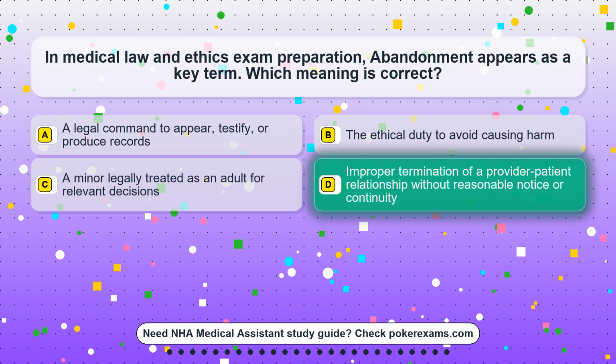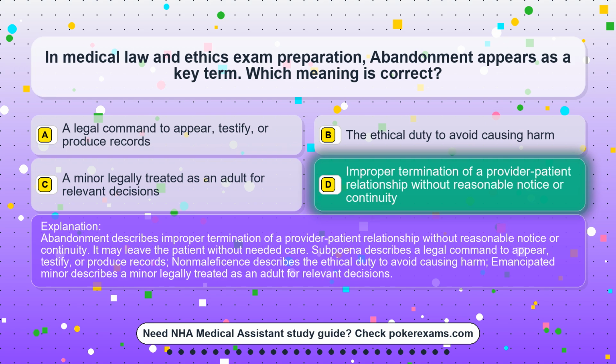The correct answer is option D. Improper termination of a provider-patient relationship without reasonable notice or continuity. Abandonment describes improper termination of a provider-patient relationship without reasonable notice or continuity. It may leave the patient without needed care. Subpoena describes a legal command to appear, testify, or produce records. Non-maleficence describes the ethical duty to avoid causing harm. Emancipated minor describes a minor legally treated as an adult for relevant decisions.